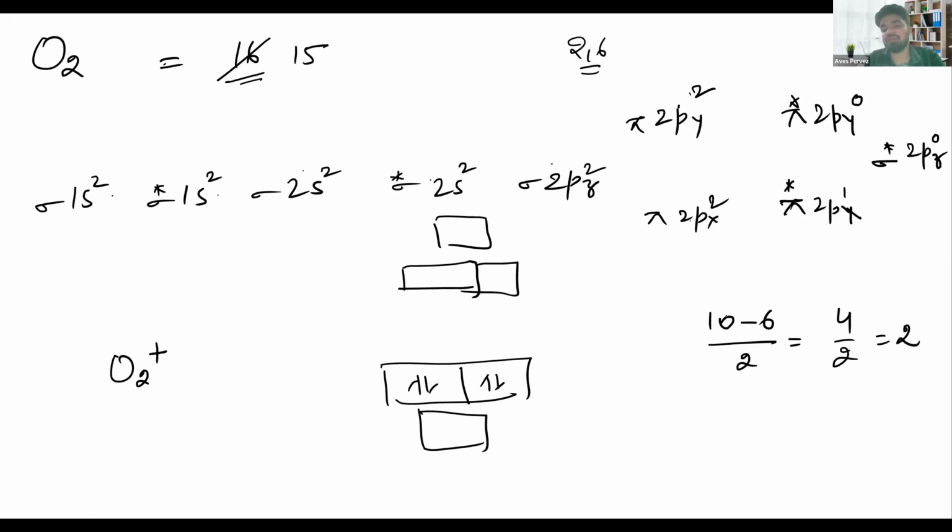Got it? This will not be there. So we'll have how many bonding? We'll have bonding as 10 and anti-bonding will have 5. Okay, 5 divided by 2 will give bond order as 2.5. Okay, the bond order can be in decimals also. Got it? So if we have O2 positive, then we'll have bond order 2.5. You understood? Yes. Okay.